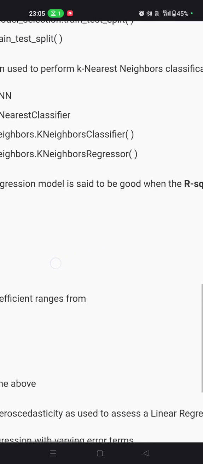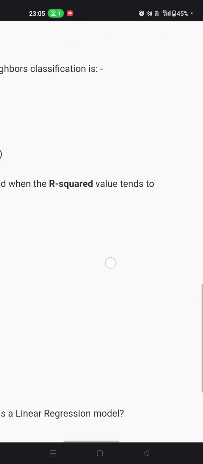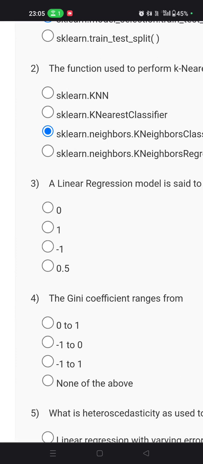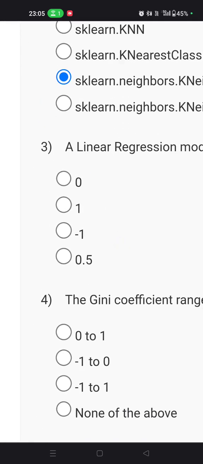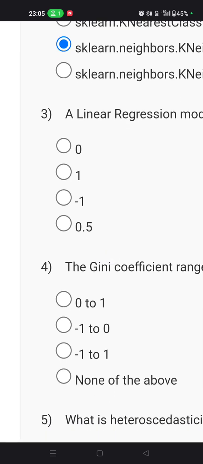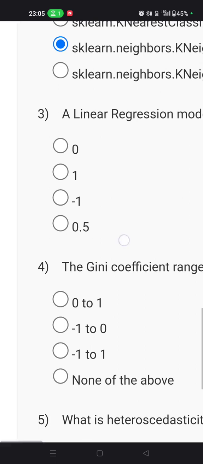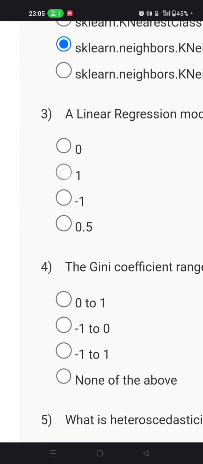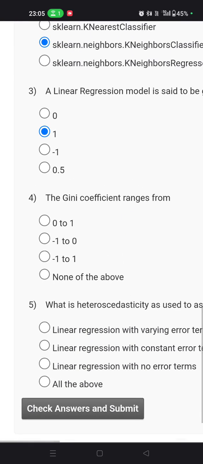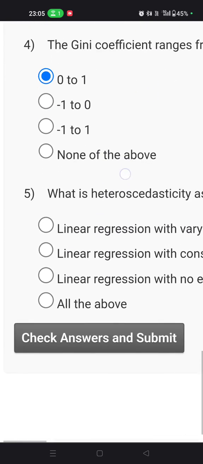And the next question: a linear regression model is said to be good when R squared is close to 1. We have done a lot of experiments; you can also check. A value of 1 indicates the response variable is explained by the predictor variable, with little error. So what he explained in the program, the answer will be this. The Gini coefficient is 0 to 1, that is very simple.